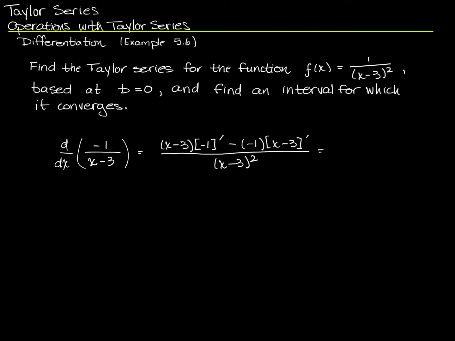All right, now the derivative of a constant is 0, so that term goes away. This term goes to 0. And then we have minus a negative here, so we're going to have plus, or positive. And then the derivative of x minus 3 is just 1. And the denominator is x minus 3 squared. And that is exactly the function we're trying to find the Taylor series for.